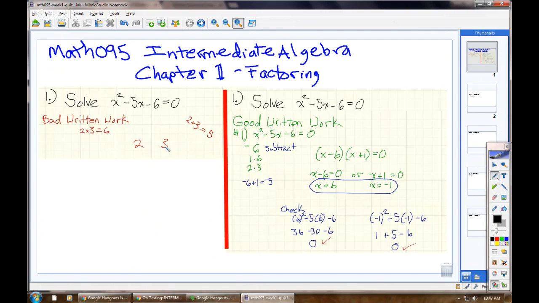But if I look at your answer and it's wrong, and I look at this and this is your work, this isn't good. I can't tell anything from this. The problem is just wrong. Over here is an example of good written work.